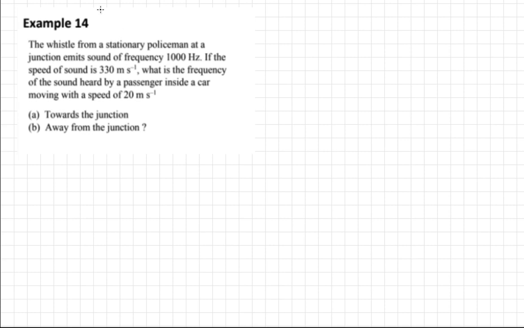Okay, next, example number 14. The question says that a whistle from a stationary policeman emits a sound of frequency 1000 Hz. So automatically from this question we know the policeman is actually the source. The policeman is the source, emits a frequency of 1000 Hz. So this is the frequency of the source.